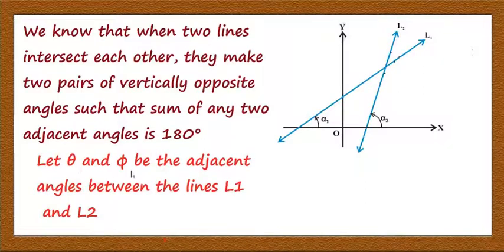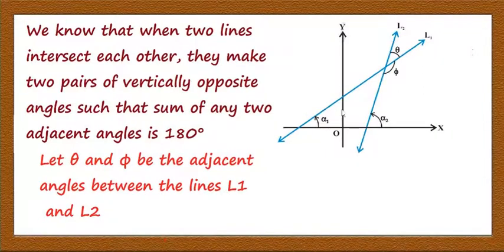And let theta and phi be two adjacent angles between the lines L1 and L2 like this. So here theta and phi are the two adjacent angles, and you can clearly observe that theta plus phi is equal to 180 degrees. If this angle is theta, the vertically opposite angle is also theta, and this angle is phi, vertically opposite angle is phi.